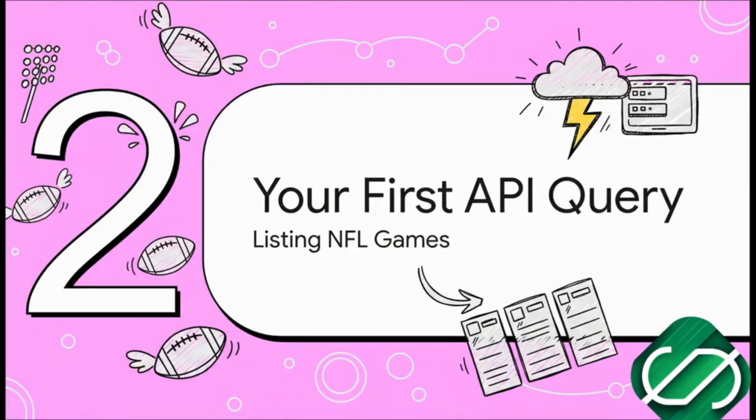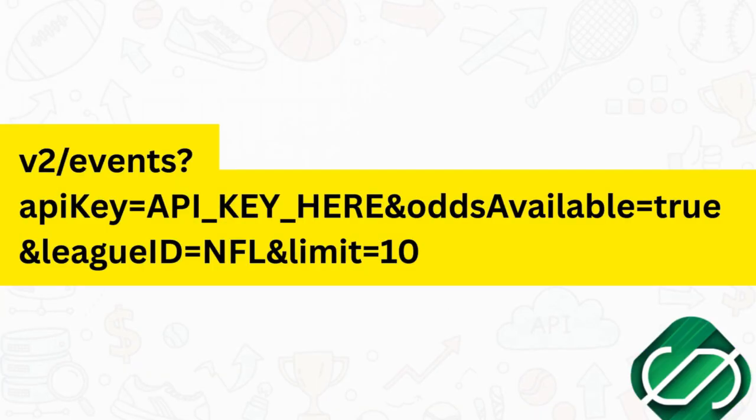All right, enough talk. Let's get our hands dirty and actually make our first API call. We're going to pull a list of upcoming NFL games. It's basically the hello world of sports data, and you're about to see just how easy it is. Okay, take a look at this. This is a real, practical copy and paste example. All we're doing is telling the API, find me events where oddsAvailable is true, make sure the leagueID is NFL, and just give me a limit of 10 results. That's it. It's really that straightforward.